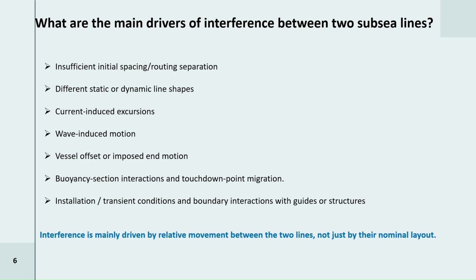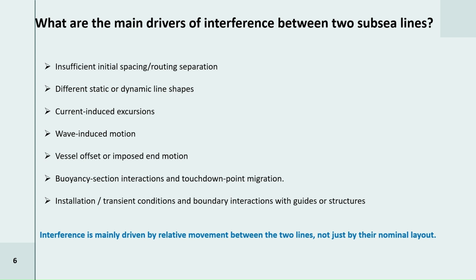The main drivers of interference between two subsea lines are shown here. These include insufficient initial spacing or routing separation, different static or dynamic line shapes, current-induced excursion, wave-induced motion, vessel offset or imposed end motion, buoyancy section interactions, touchdown point migration, and installation or transient conditions.